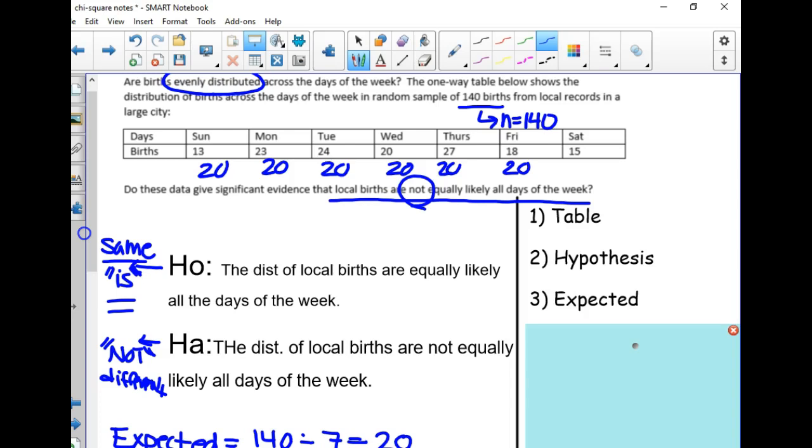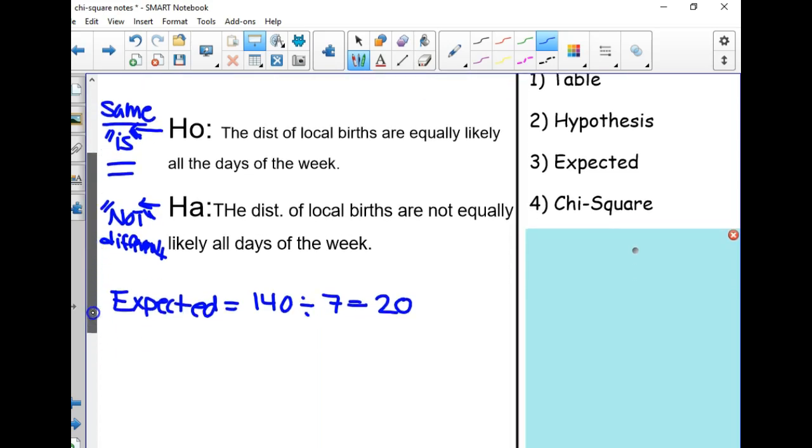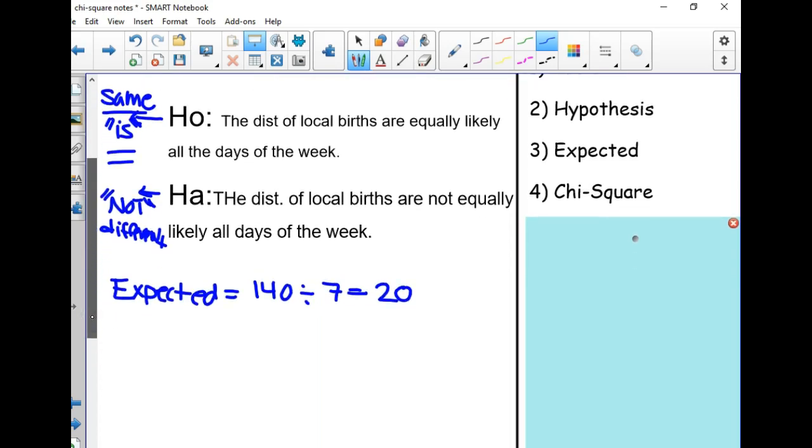The tedious stuff now. The chi-square. Okay, this is the one that you won't like the most because it just takes a long time to calculate. And know that when you get to college and take statistics, your calculator will do it for you. But for now, we do need to show our work.